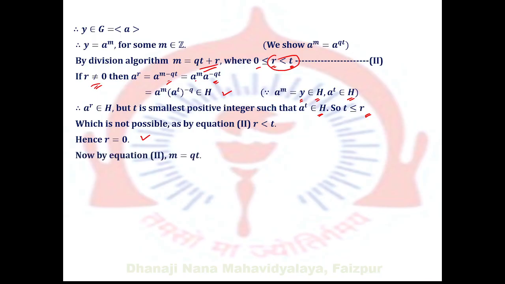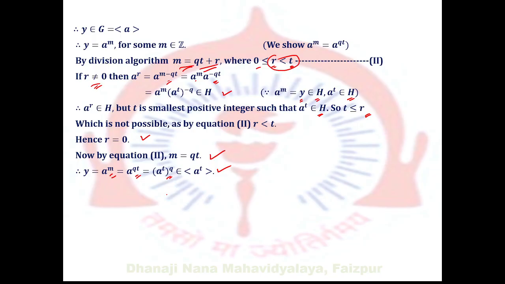So put that value in the equation m is equal to qt plus r. So r is equal to 0, and here we get m is equal to qt. Put that value in y. Therefore y is equal to a raised to m, which is equal to a raised to qt. So it is equal to a raised to t raised to q. That belongs to the cyclic group generated by a raised to t. Thus here y belongs to H and y belongs to the cyclic group generated by a raised to t.